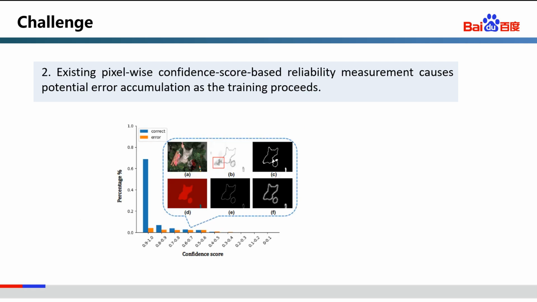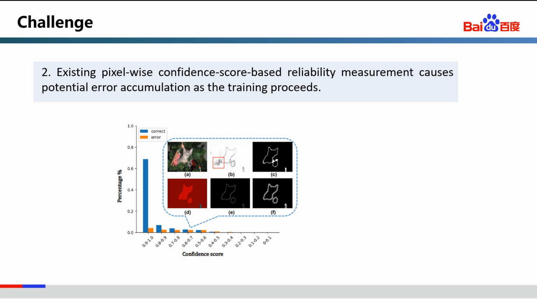Second, existing pixel-wise confidence score-based reliability measurement causes potential error accumulation as the training proceeds. Figure 2 illustrates the confidence score distributions of pseudo-labels on the VOC dataset. We can observe that it is almost impossible to identify unreliable pixel-wise pseudo-labels via pixel-wise confidence score thresholds, which are widely adopted in semi-supervised learning. Furthermore, we can also observe from B and C of Figure 1 that the confidence map is usually noisy and unreliable, as highlighted by the red box. This issue leads to error accumulation as the training proceeds, thus seriously affecting the performance of semi-supervised learning in segmentation tasks. Previous pixel-wise confidence score-based methods struggle with very limited performance gains.